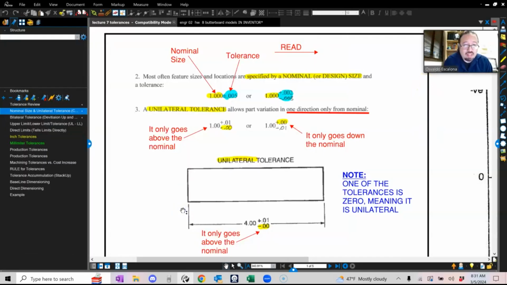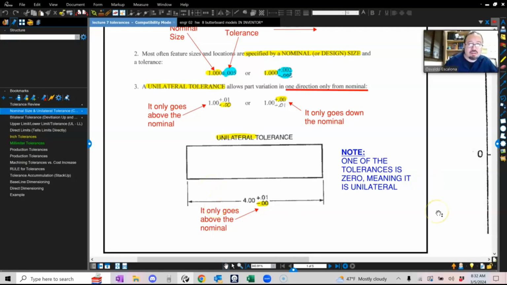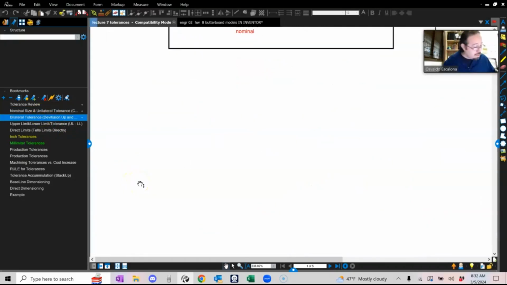Unilateral tolerance allows part variation in one direction only from the nominal. You guys will notice that you have a 0, and you have a 0. You can have this in terms of length as well, right? That's how you know that you have a unilateral tolerance. Let's take a look at bilateral tolerance. I tell you, hey, you have a bilateral tolerance.